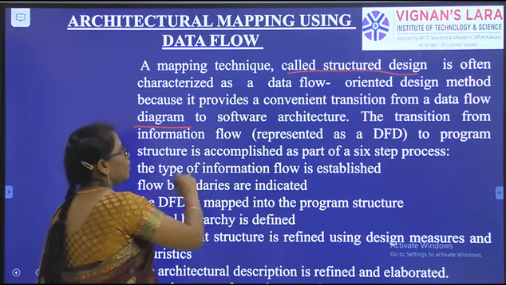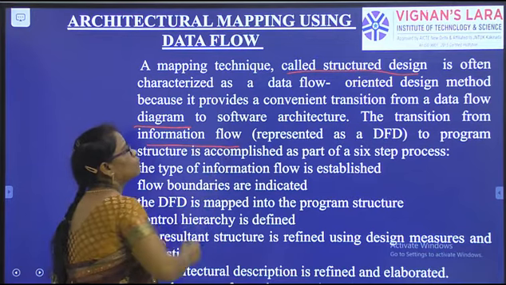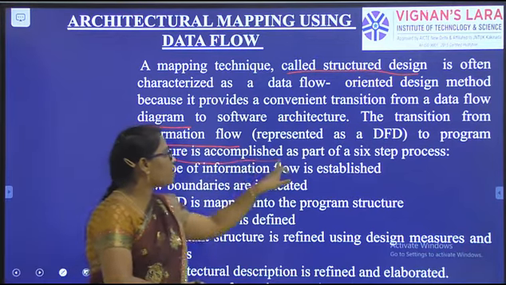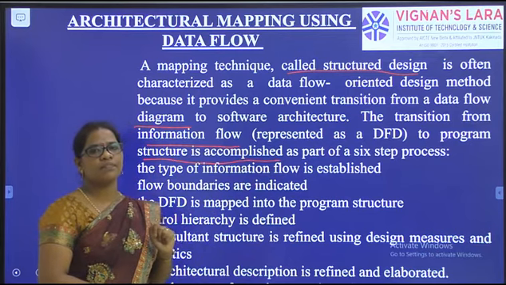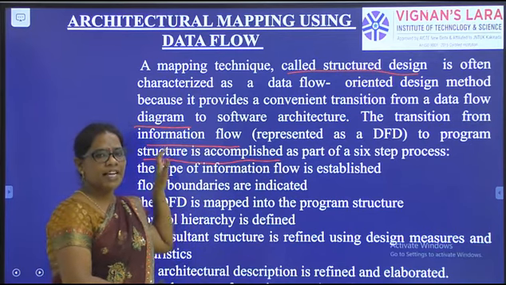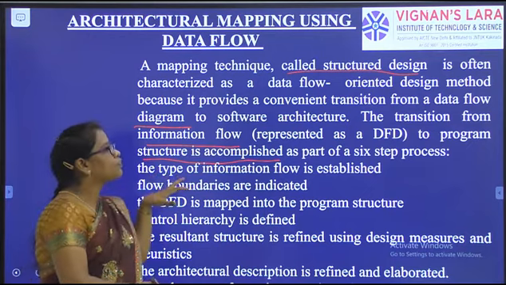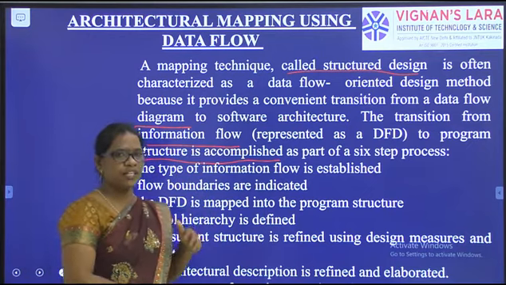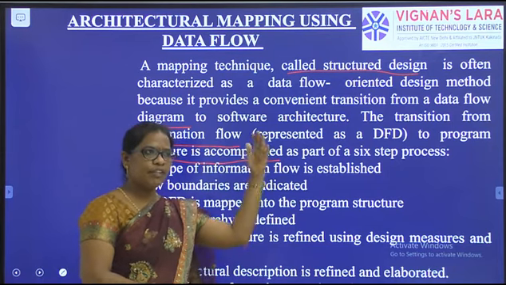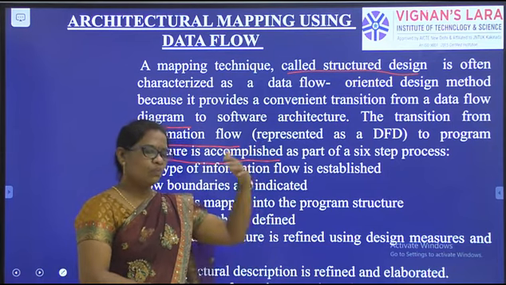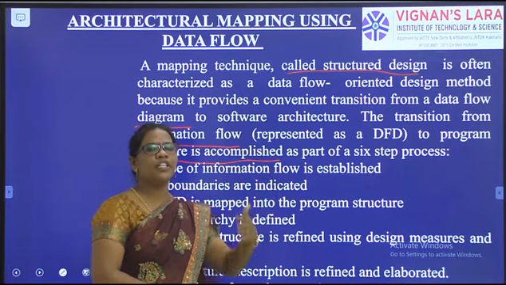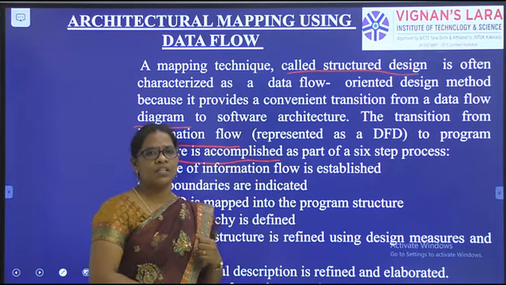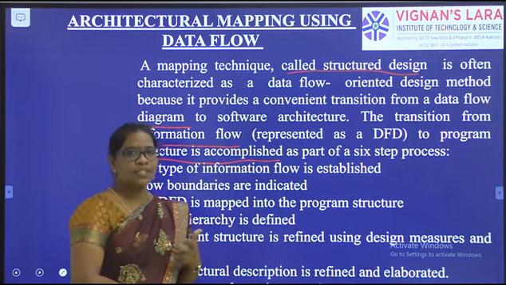So the transition information flow. Whatever data flow diagrams you are representing, the program structure is accomplished as part of a 6-step process. So whatever data flow diagram we are drawing, in order to put it into a programming structure, we have to follow 6 steps. So what are those 6 steps?